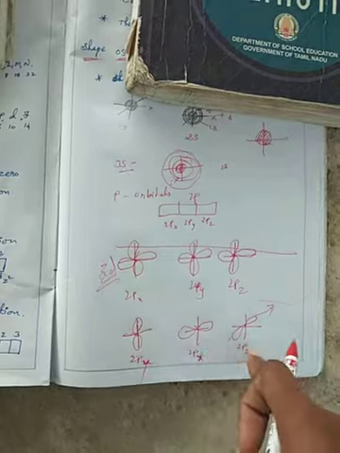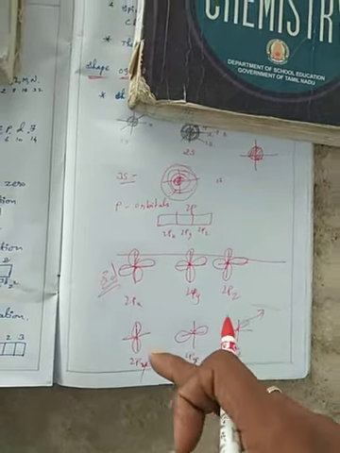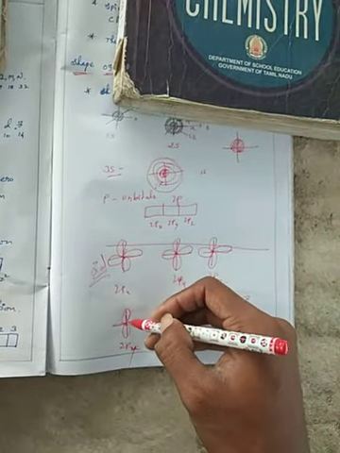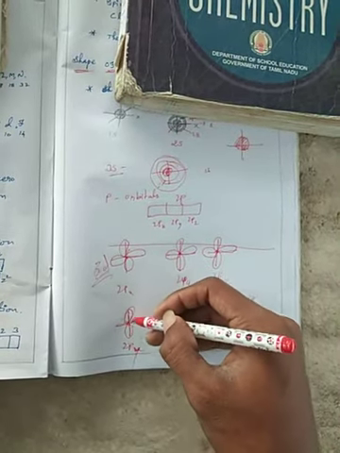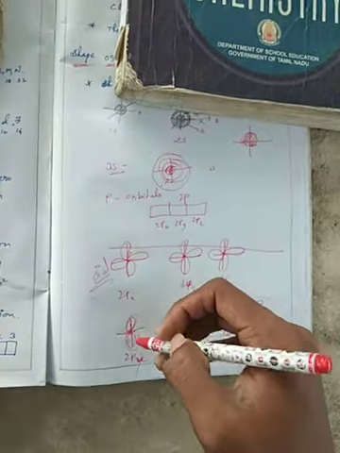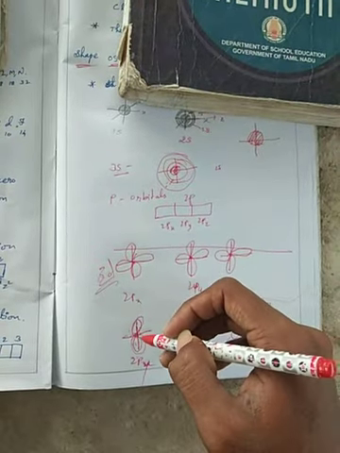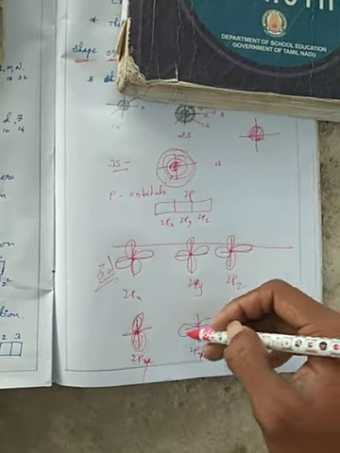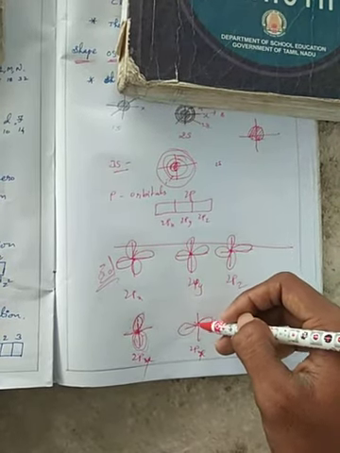The p orbitals have 3 orientations, and along the axial line electron density is concentrated, while at the center the energy decreases. At the other axial positions the energy increases, and at the center the energy is decreased.